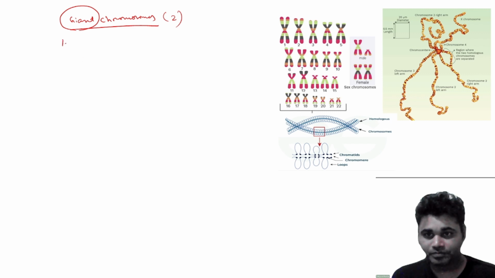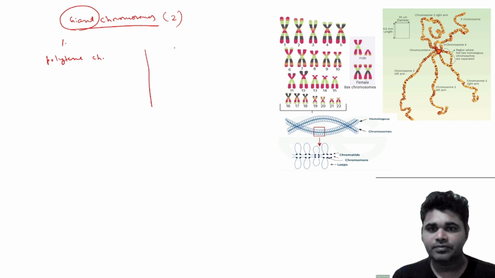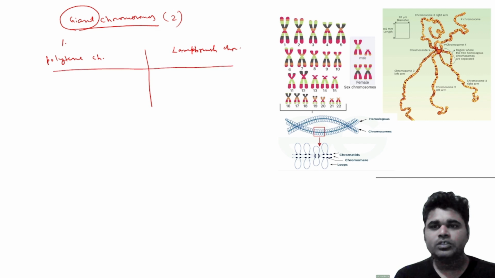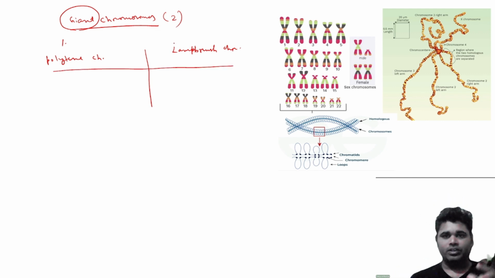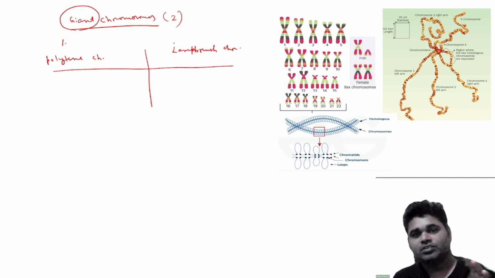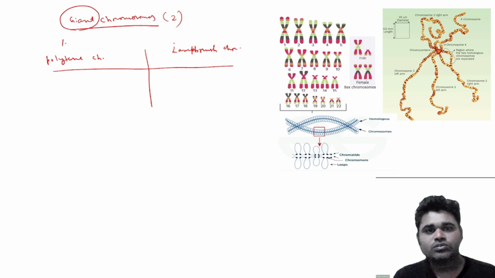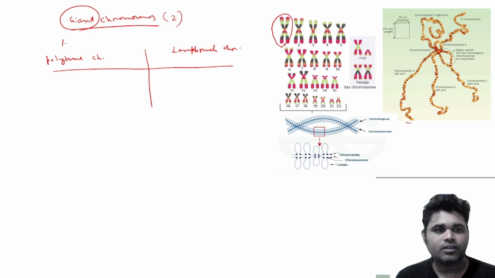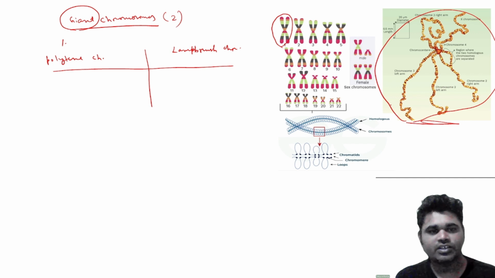One is called the polytene chromosome, and another is called the Lampbrush chromosome. These two chromosomes, the polytene and the Lampbrush chromosome, are present as a giant or very large structure. So let's suppose this is a chromosome, this is very tiny, but look at this structure. This one is very large or giant.